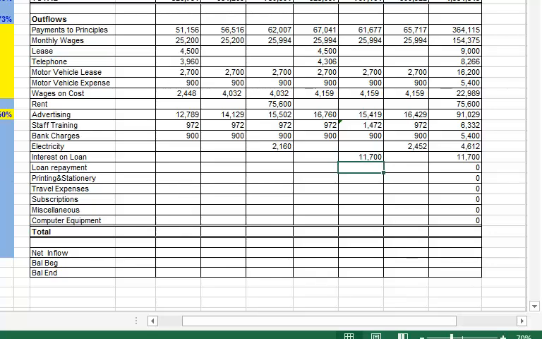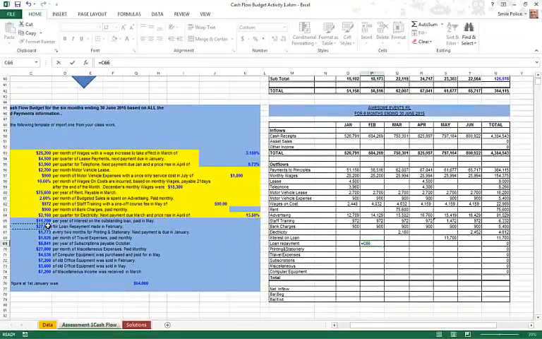And then loan repayments in February, it's 27,000. And then printing and stationery is 11,000 every 2 months. Next is due in January, but it's every 2 months. So I still left for it, and I just Control C, move to the one I want, Control V, move to the one I want, Control V.